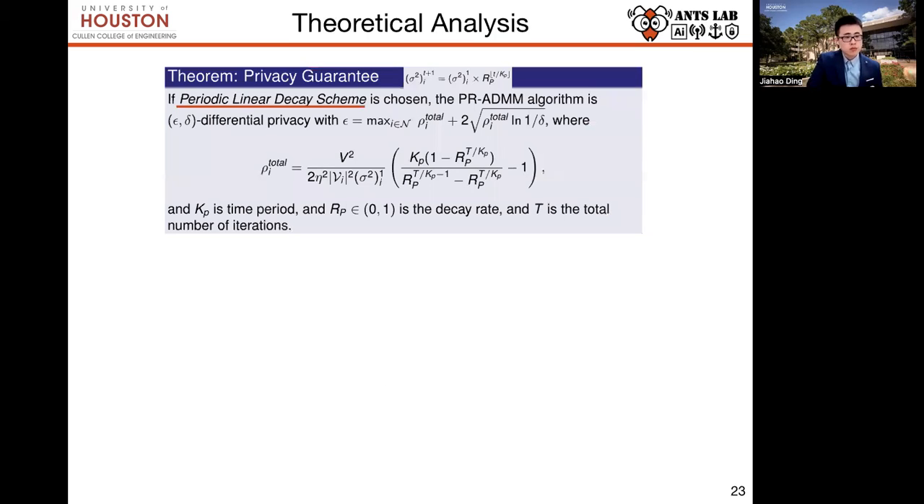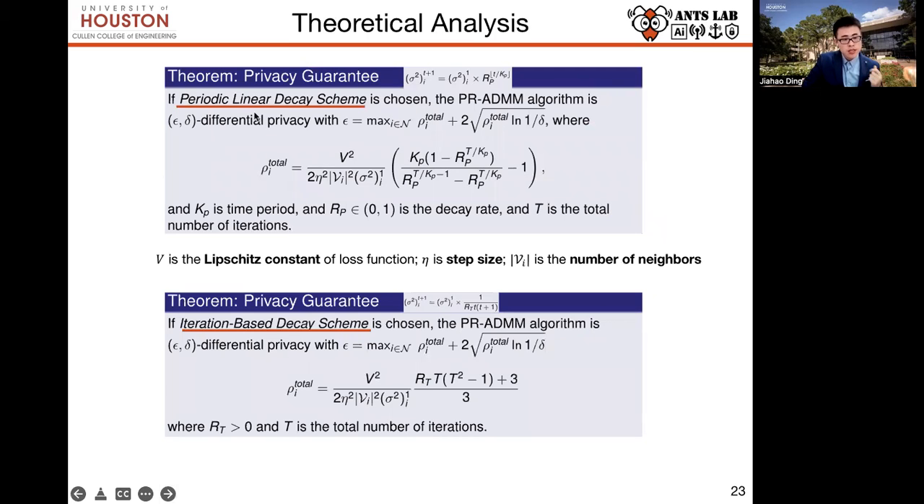So by choosing the true noise decay scheme, the theoretical linear decay scheme, and the region-based decay scheme, we can prove that our algorithm satisfies different privacy budgets using the composition theorems. And this is a formula. This is, for example, a privacy budget related to V, the Lipschitz constant, and eta, the step size. And Vi here is the number of neighbors, and KT is the period of doing the noise variance update, and RP is the decay rate.